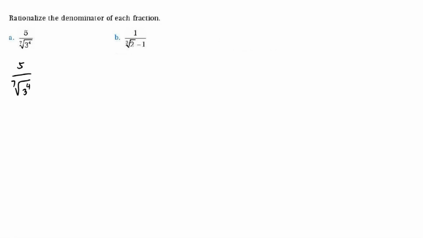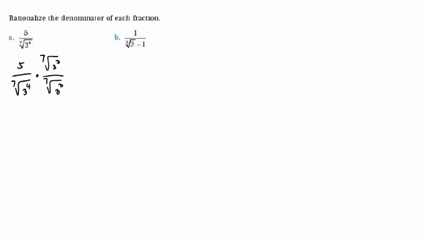Because 3 to the 4th times 3 to the 3rd power will give you 3 to the 7th power. That is how to rationalize the denominator in this kind of given. So I will write, as I've said, I'm going to multiply here by the 7th root of 3 to the 3rd power over the 7th root of 3 to the 3rd power.